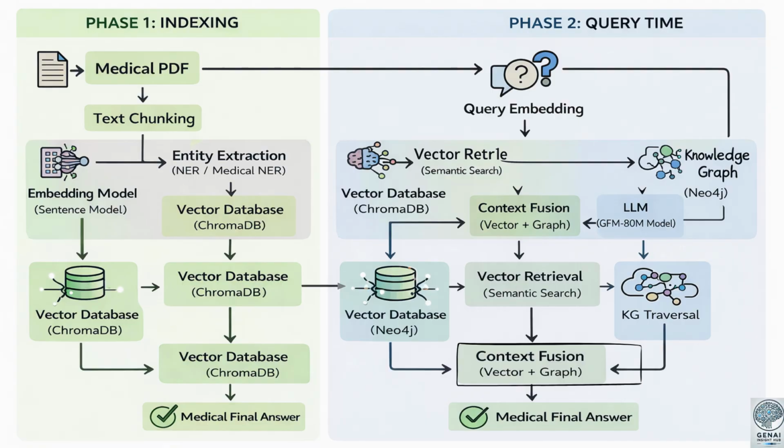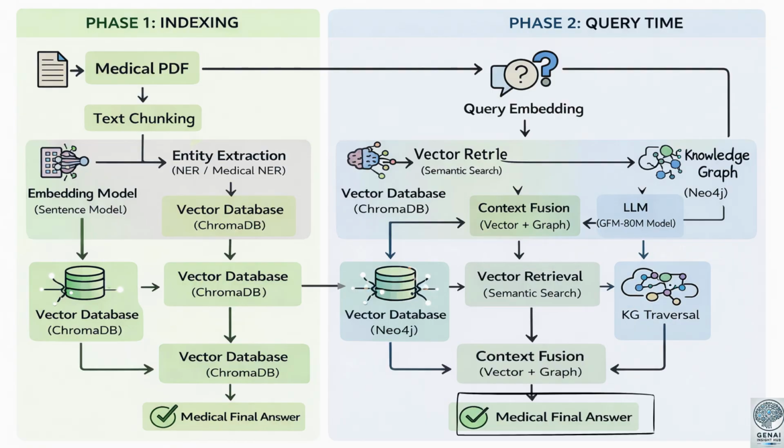The system may also retrieve structured information from the vector database, Neo4j, as shown in the lower part of the diagram, followed by another refinement step of vector retrieval, semantic search, to strengthen contextual grounding. Finally, after all retrieval and fusion steps are completed, the system produces the medical final answer, which is accurate, context-aware, and generated by the LLM based strictly on the combined vector and graph knowledge.